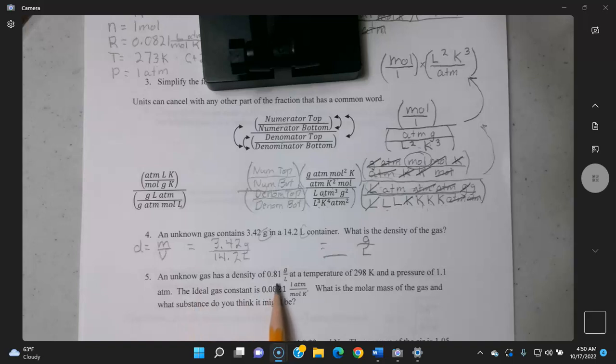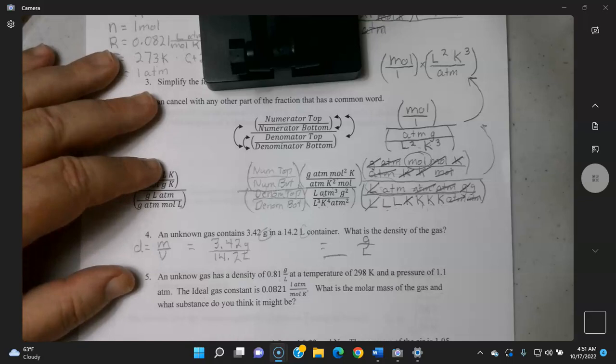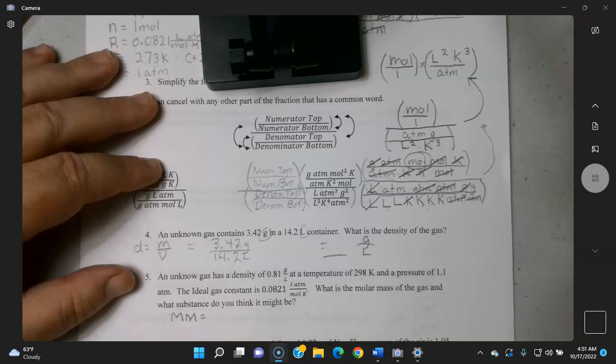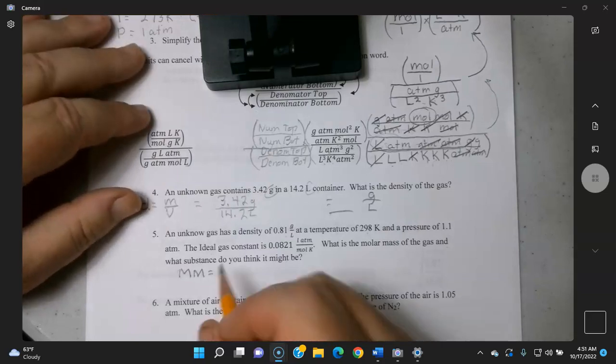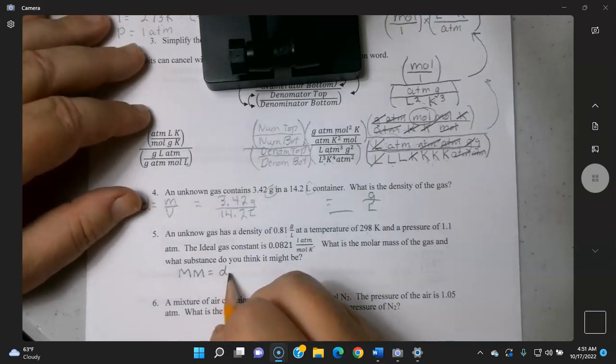An unknown gas has a density of 0.81 grams per liter at a temperature of 298, that's 25 degrees centigrade, 298 Kelvin, and pressure of 1.1 atmosphere. The ideal gas constant is liter atmospheres per moles Kelvin. What is the molar mass of the gas, and what substance do you think it might be? Okay, so molar mass, and the silly little mnemonic I learned for that once is molar mass kitty kicks dirt over pee. Okay, so when a kitty goes pee pee, it puts dirt over it, right? So it's dirt over pee.